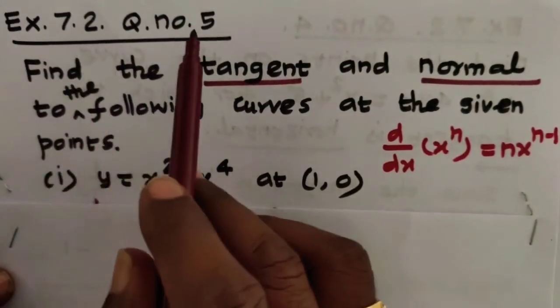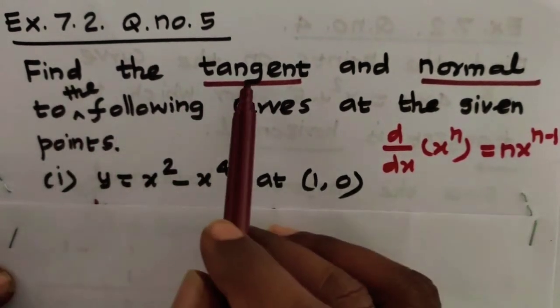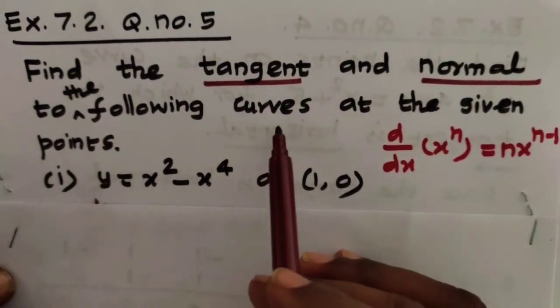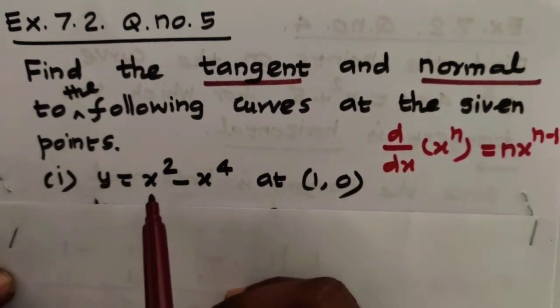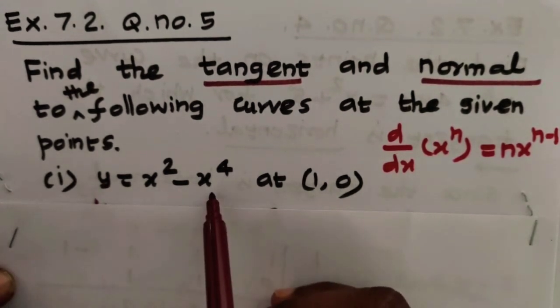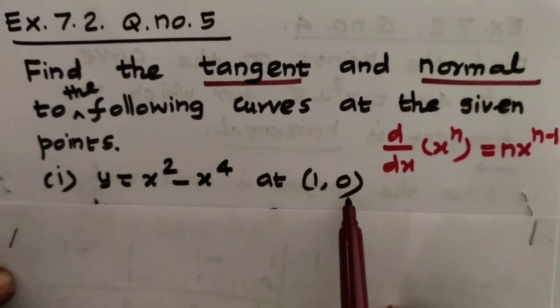Exercise 7.2, question number 5. Find the tangent and normal to the following curves at the given points. Subdivision 1, y is equal to x square minus x power 4 at the point (1, 0).